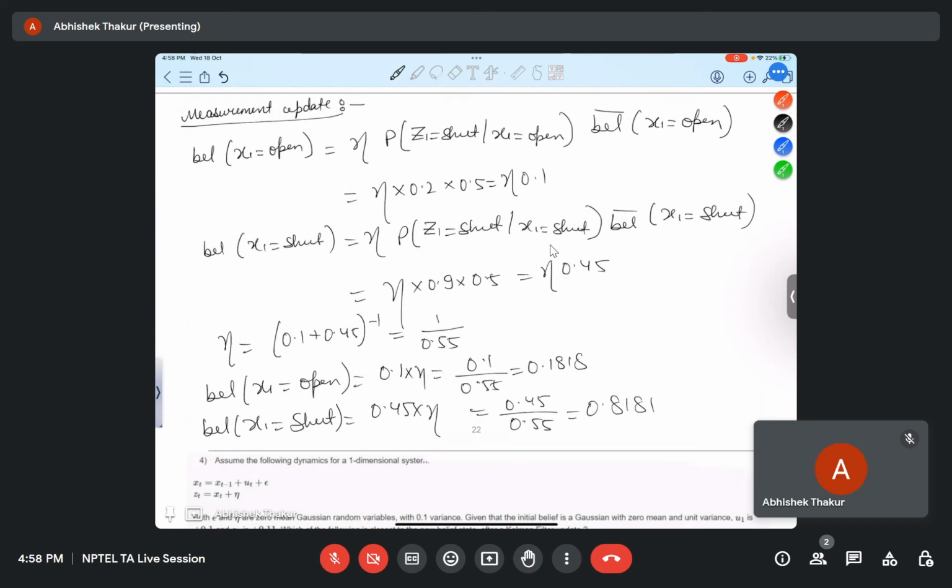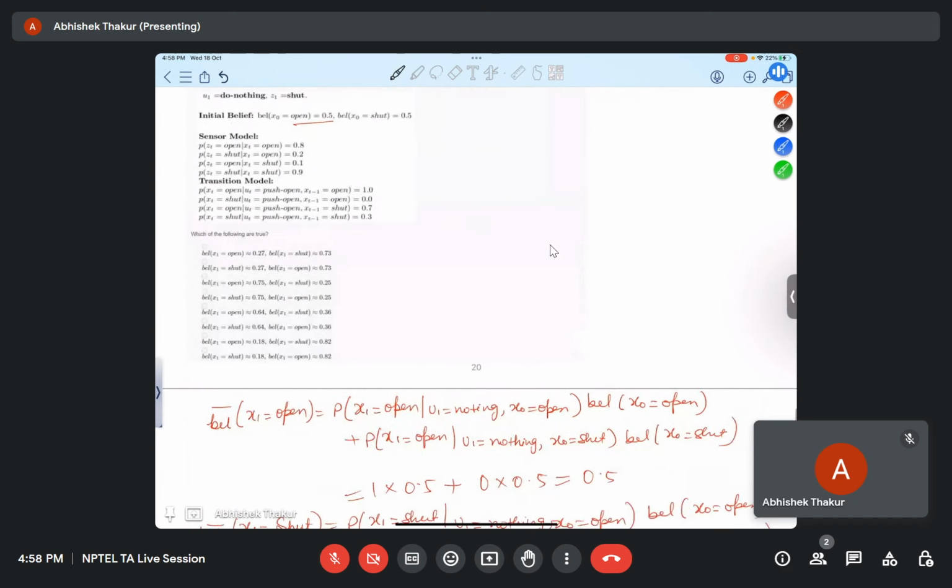0.8181. So in this question, which one is correct? Belief of x1 is equal to open is 0.1818 and belief of x1 is equal to shut is 0.8181. So the second last option is the correct answer for this question.